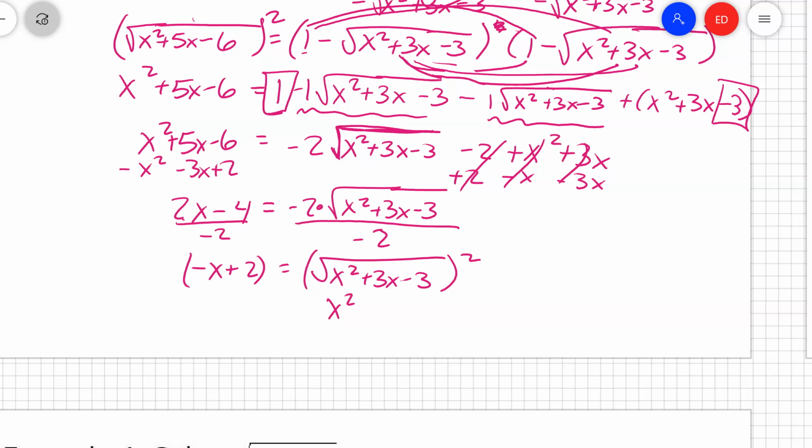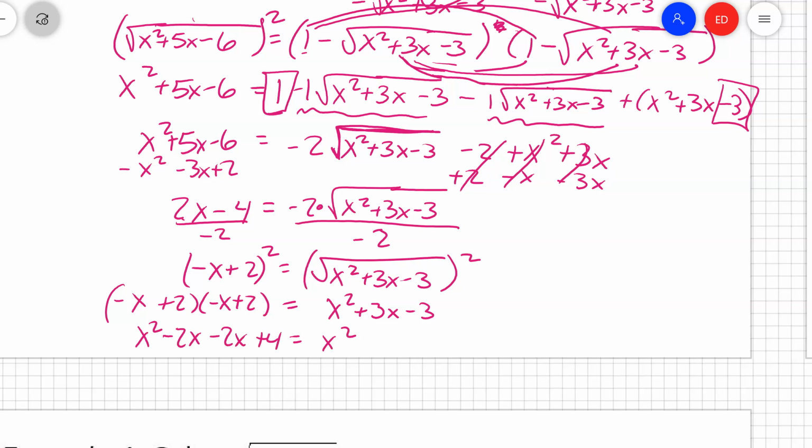Now we're left with x squared plus 3x minus 3 equals -x plus 2, squared. So remember, we need to go ahead and square that out. So that becomes x squared minus 2x minus 2x plus 4 equals x squared plus 3x minus 3.